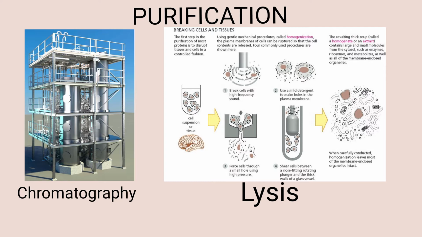The cell contents are centrifuged and filtered for initial recovery, and finally chromatography is used to obtain a purity of 99% or higher. Chromatography separates a species in a liquid based on their affinity to a solid. It is a highly effective technique.